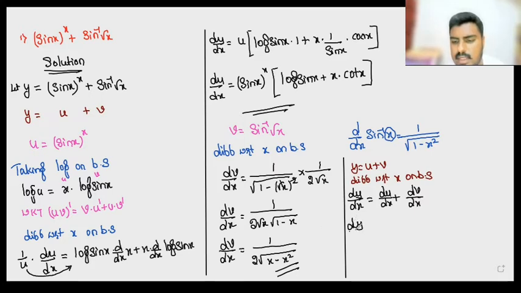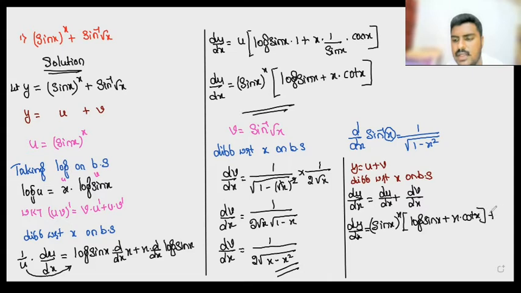So dy by dx equals du by dx, that means what we have here, you should write that: sine x whole power x into log sine x plus x into cot x, plus dv by dx, that means 1 divided by 2 root of x minus x square. Okay, this is the final answer for this problem.